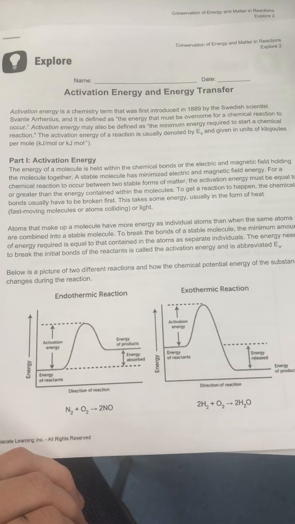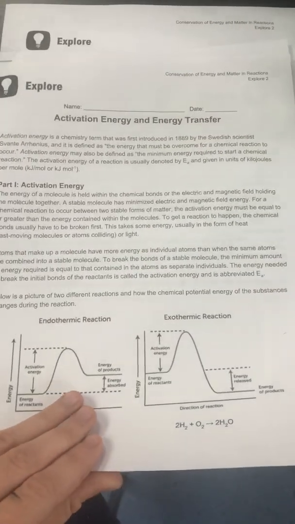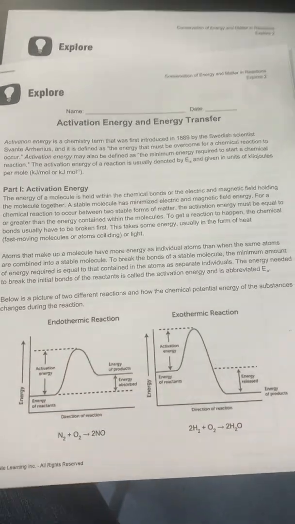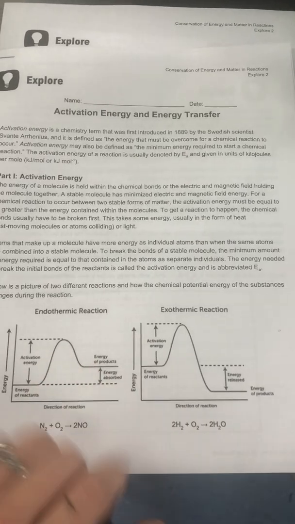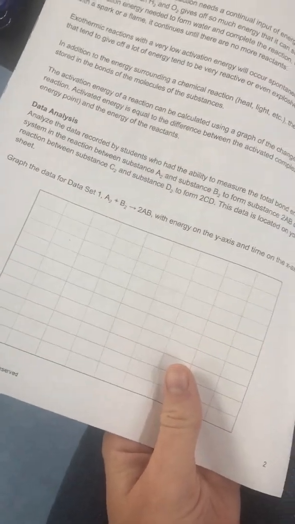After reading through, and this is kind of a review of our notes from Friday, activation energy is the energy that's required to start a reaction. We have endothermic and exothermic reactions and their potential energy diagrams. And what the data analysis has you do is practice graphing this, okay? So in Teams, there should be a link to the data sets.